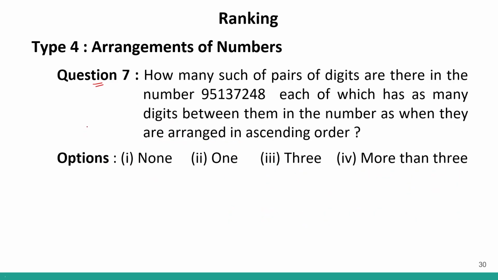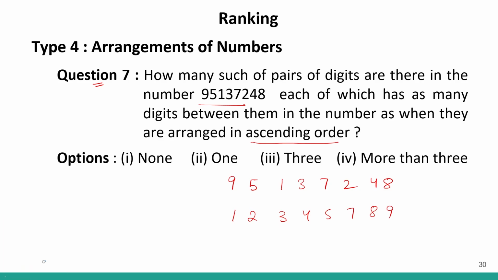Question number 7 says, how many such pairs of digits are there in this number, each of which has as many digits between them in the number as when they are arranged in ascending order. So basically we have this number, 95137248. Now I have to arrange them in ascending order. So I will get 1, 2, 3, 4, 5, 7, 8 and 9.